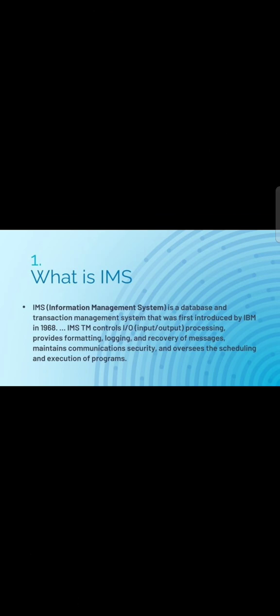What is IMS? It is a database and transaction management system that was first introduced by IBM in 1968. This information management system was introduced by IBM in the year 1968 to provide formatting, logging, and recovering of messages, and maintaining communication security and scheduling the programs, etc.